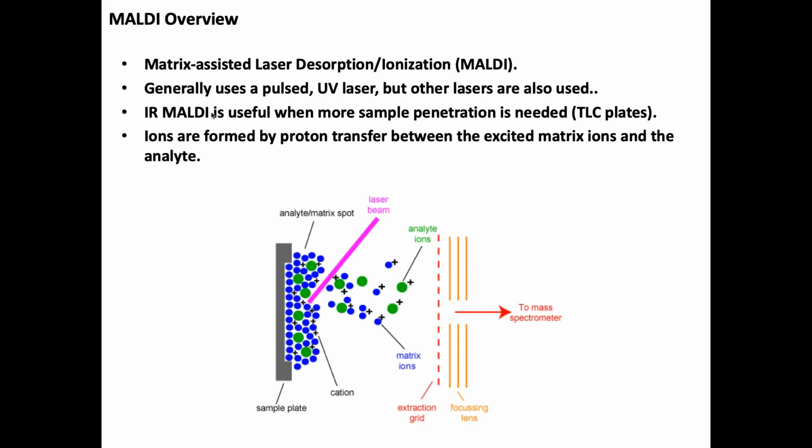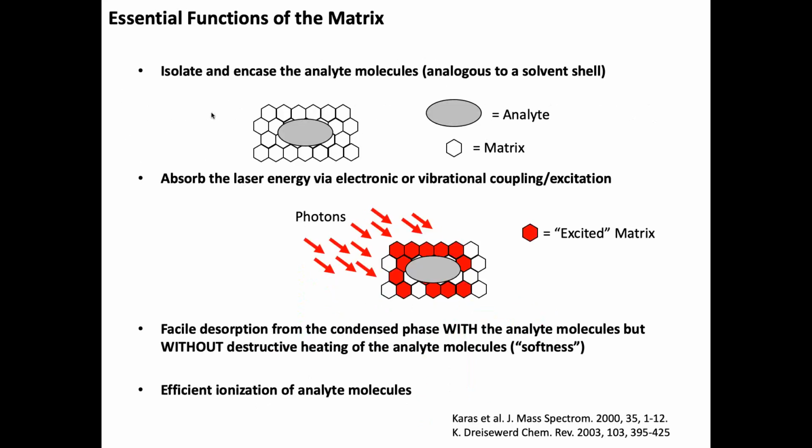You'll get this plume. The neutrals will just go wherever they go, into the vacuum or onto all the other coating area surrounding it, and then ideally the primarily positively charged things are going to go through the grid. If you're doing it in negative ion mode, you can do that as well, but not a lot of people do negative ion mode. I know it's an acid, so you have to go to another matrix. Okay? So this just gives you the essential functions of the matrix.